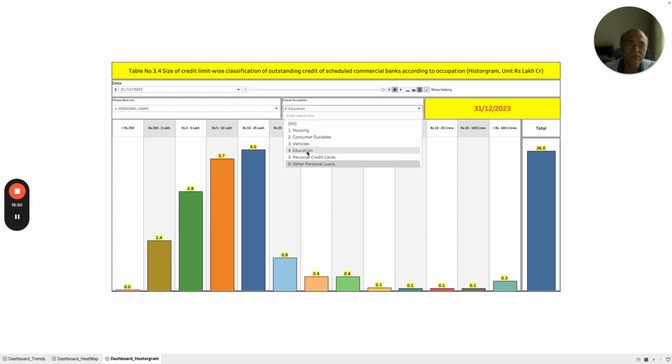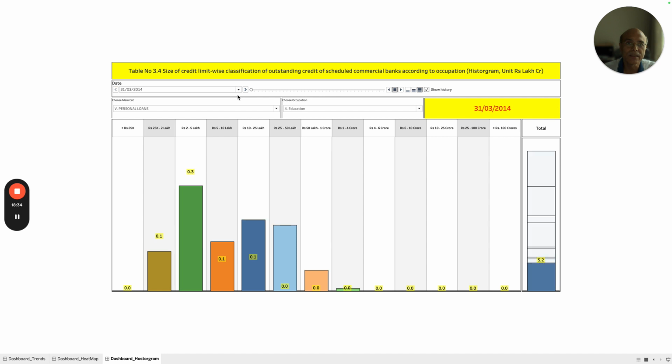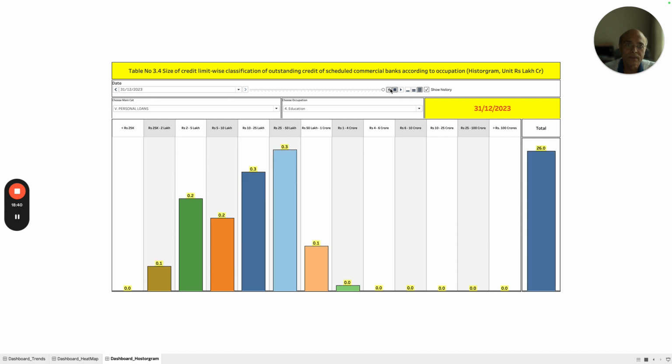And let's look at one more segment, which is education. So in education, the shift has been from 2 to 5 lakh towards the bracket of 25 to 50 lakh. So 0.3 lakh crores of the total of 26 lakh crores has been shifted towards this particular bracket. So this is a very interesting insight. I think you should play with this and have a look at this.